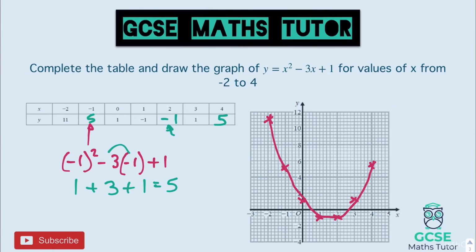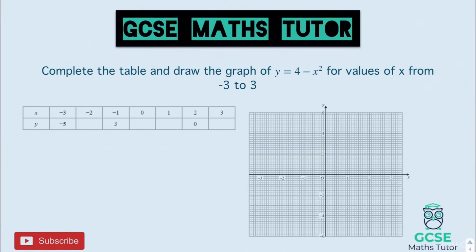Okay, so before we move on, I've got one more for you to have a look at that's going to form a slightly different looking quadratic graph. It's an important one for you to see, so do check this one out and have a go at it and see what you get. Okay, so this one is slightly different. If you have a look, we've got 4 take away x squared. So I would encourage you to just have a go and see what it looks like. Pause the video there, have a go, and we'll go over the answers in a sec.